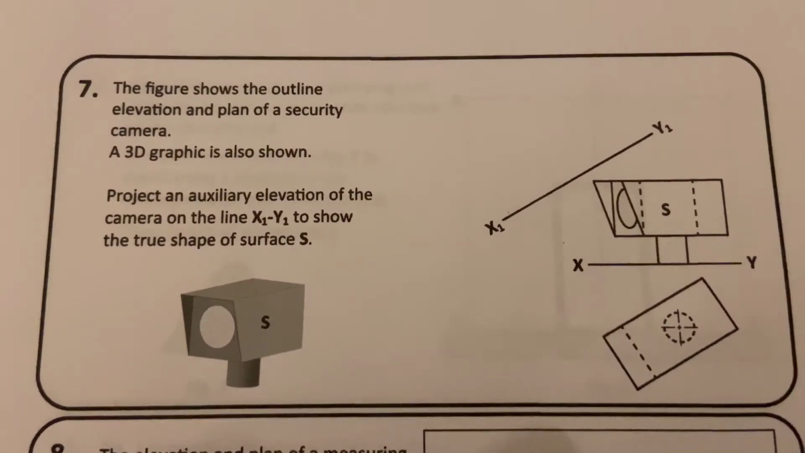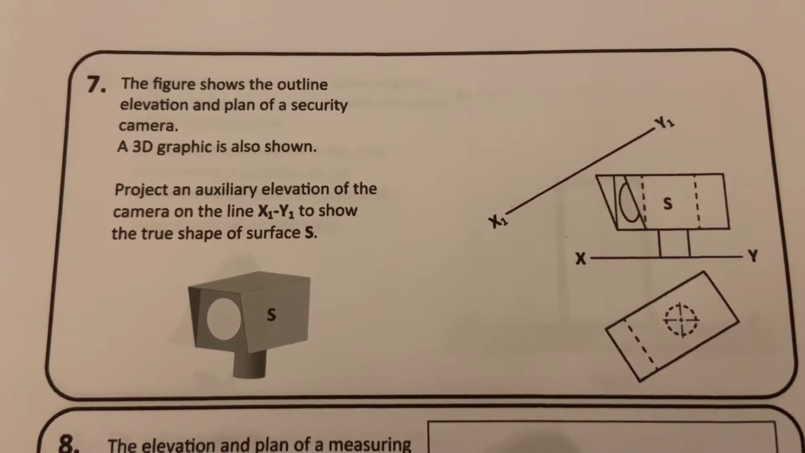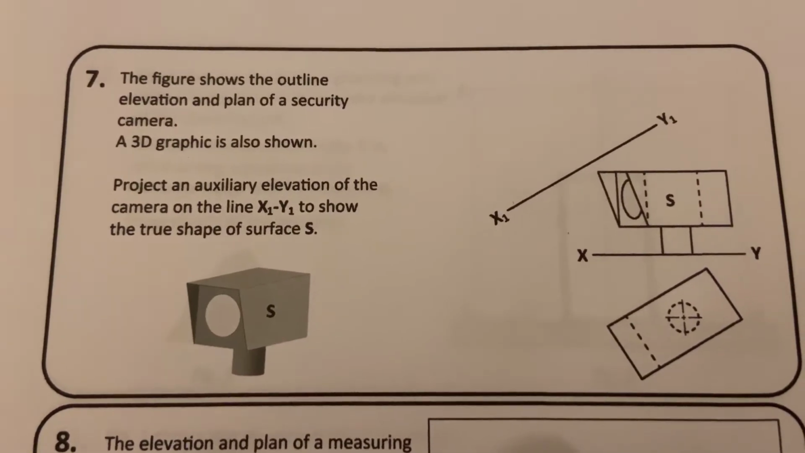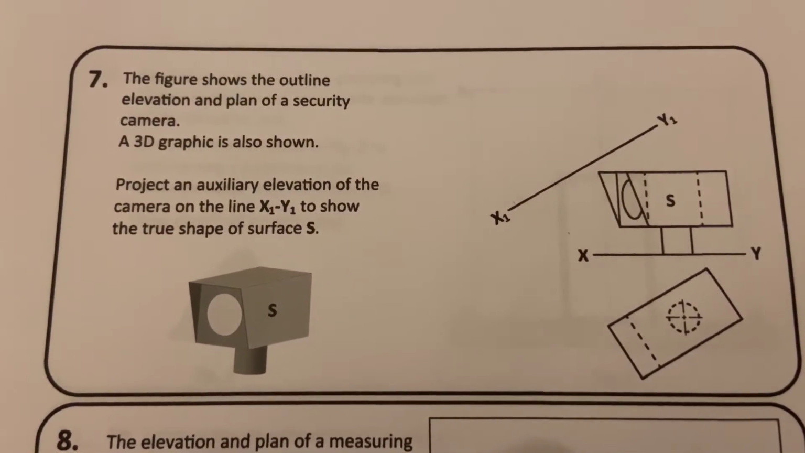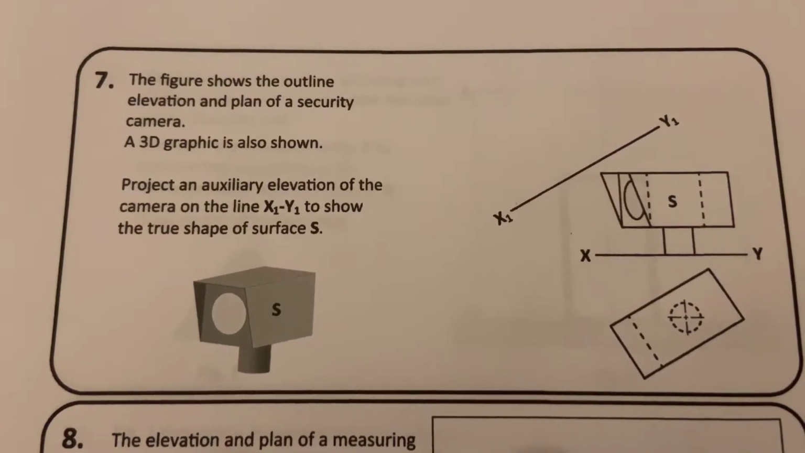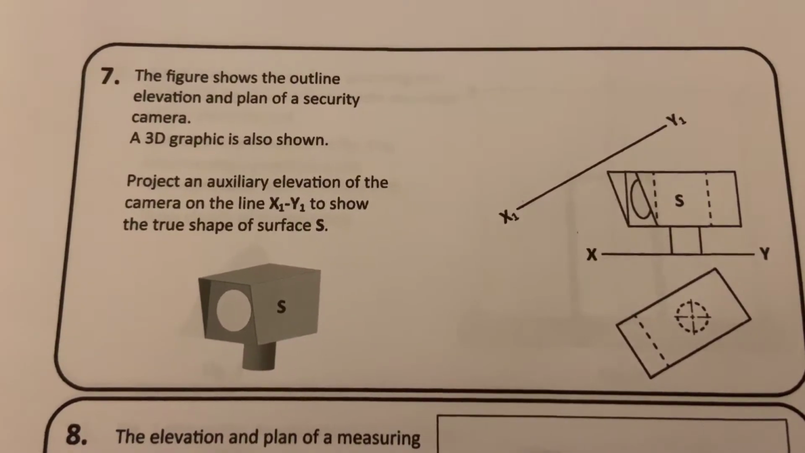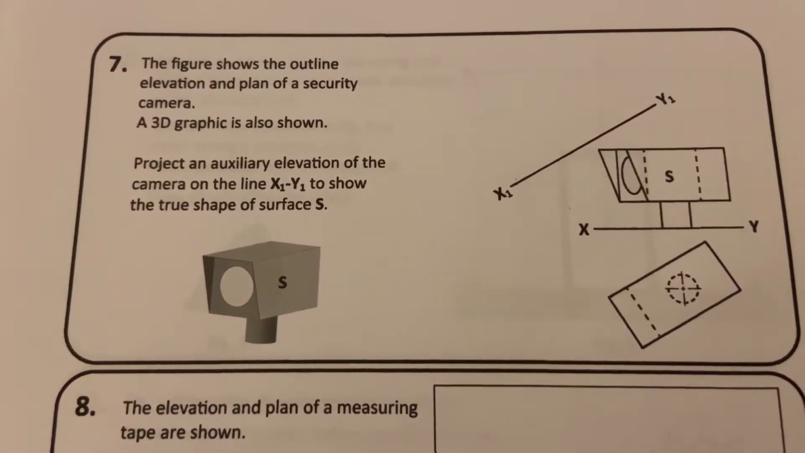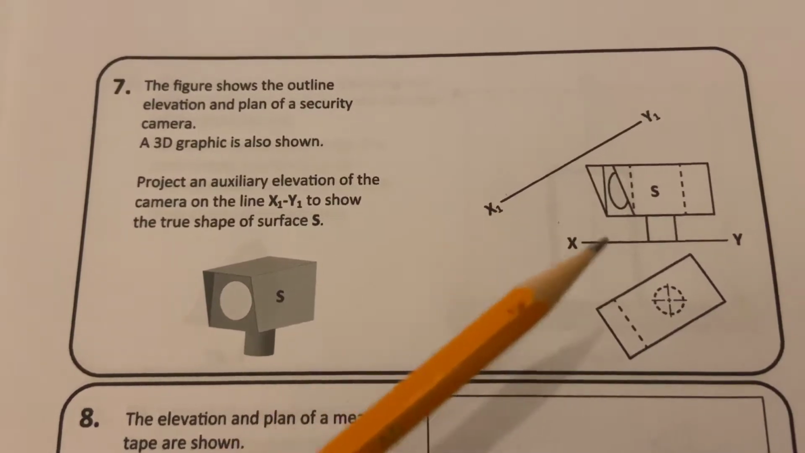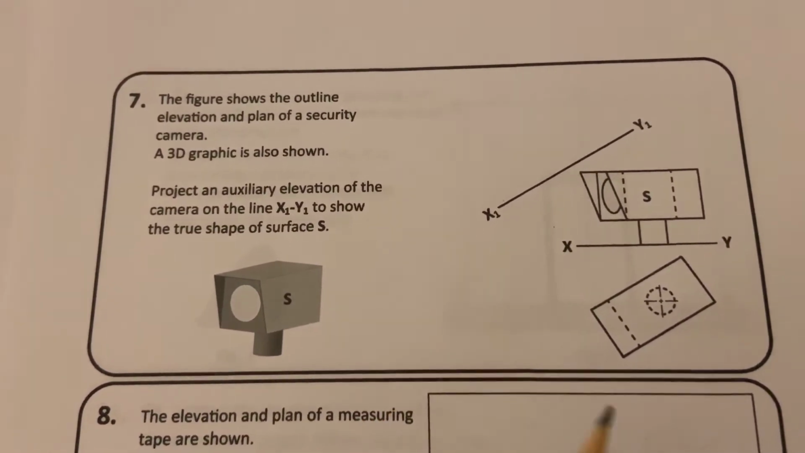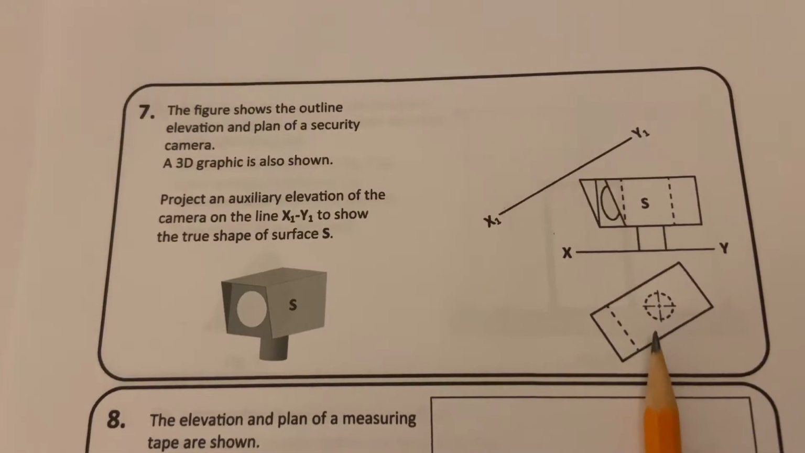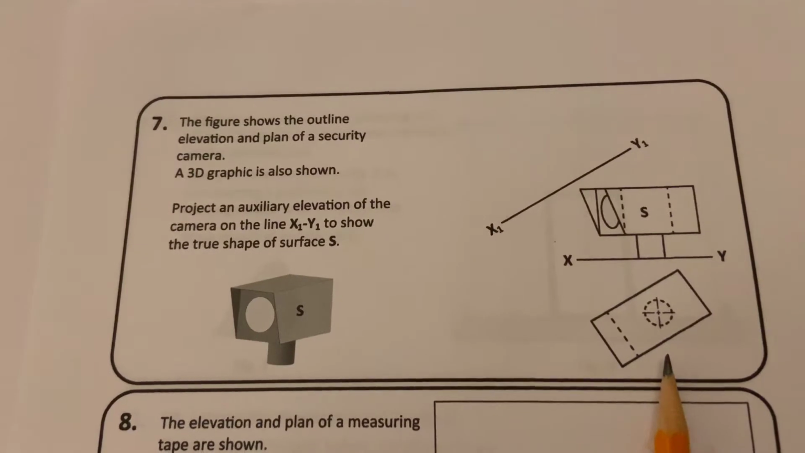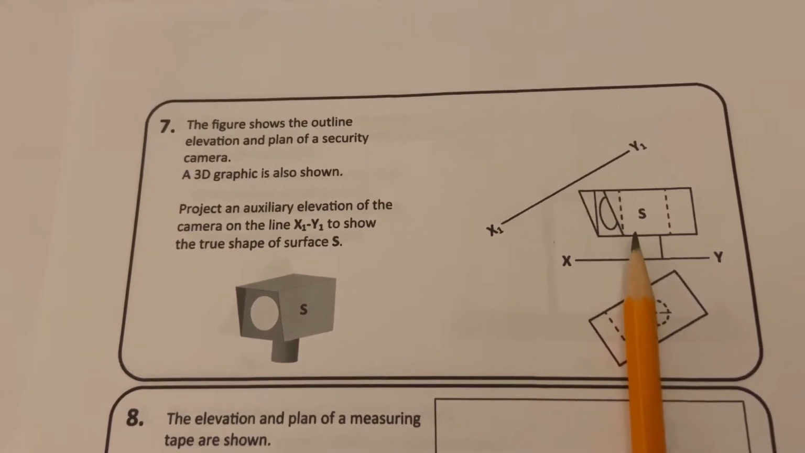Question 7. The figure shows the outline, elevation and plan of a security camera. A 3D graphic is also shown. Project an auxiliary elevation of the camera on the line X1, Y1 to show the true shape of surface S. So this is what we call auxiliary projection. Here we have the elevation and the plan of the camera. But because as we look in here at the elevation, this surface here is at an angle to our field of vision, you do not see the true shape of surface S.